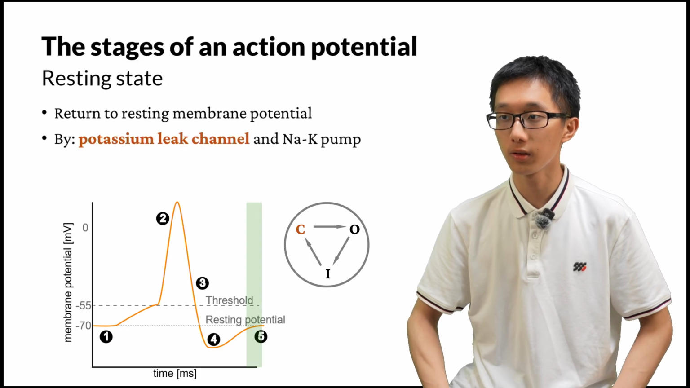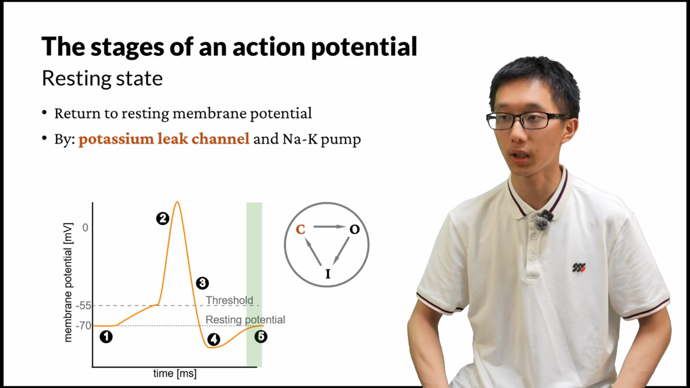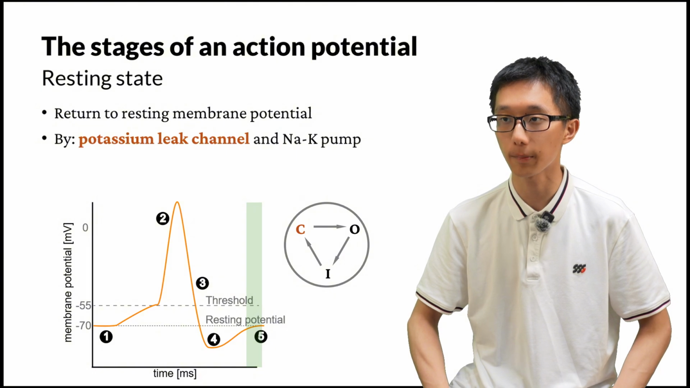In this process, two key proteins have their functions. As I've said before, the potassium leak channels return the membrane potential by leaking potassium out of the cell, and the sodium-potassium pump maintains the concentration gradient of both sodium and potassium.